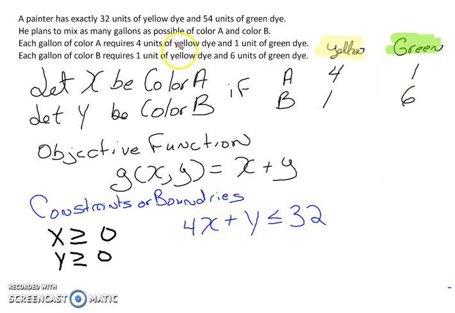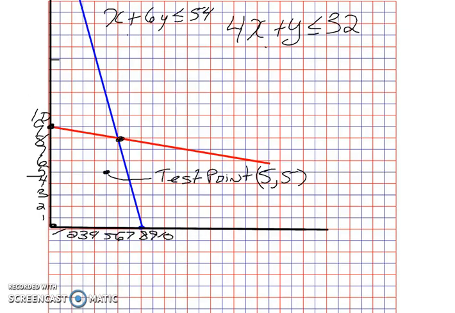For my green, I have 1 for X, or color A, and I have 6 for B. So my fourth constraint would be 1X + 6Y has to be less than or equal to 54, because I only have 54 units of green dye. Now that I've got these 4 constraints, I'm going to take all 4 of them and put them on a graph. So X + Y is less than or equal to 54.